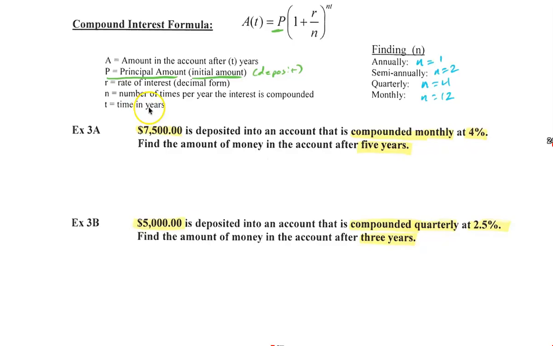T is years, time in years. Make sure you're doing it in years. So yeah, there's NT right there. And A is the amount in your account after so many years, also known as annuity. So A is how much is in your account after so many years.